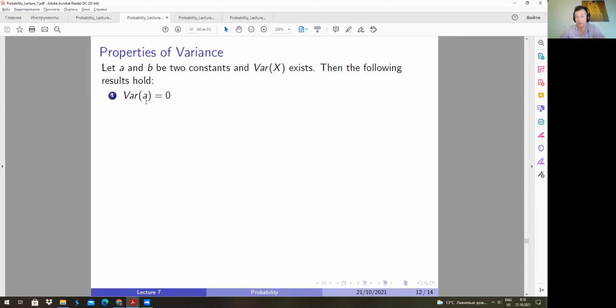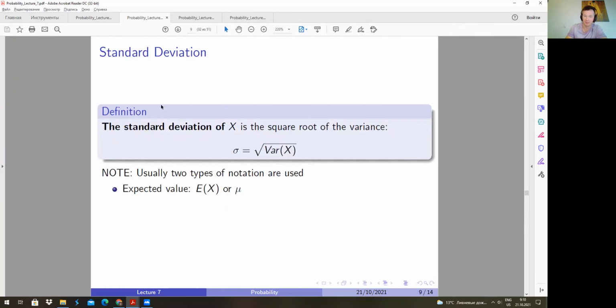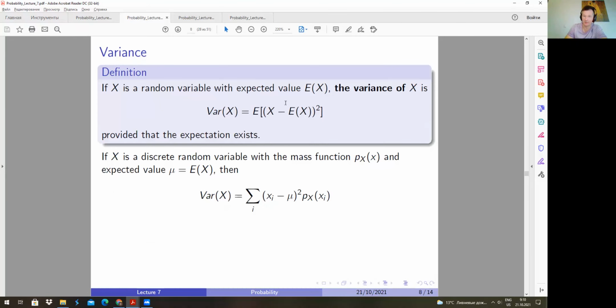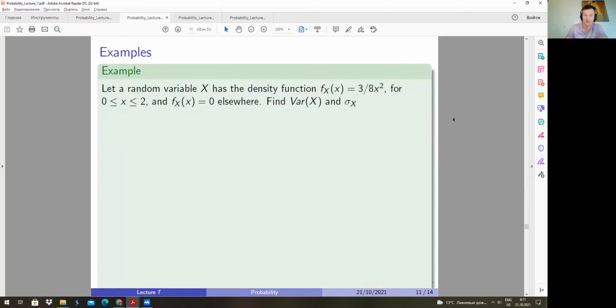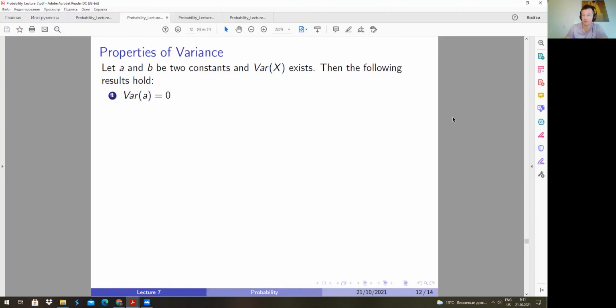First of all, the variance of a constant is 0. Why? The expected value of a constant is its constant. But now if you go to the definition of variance, you have a minus a. What is the expectation of a minus a? It's 0, right? Because it's the expectation of 0. And squaring doesn't make any difference. So that's why the variance of a constant is 0. There is no variance in a constant.